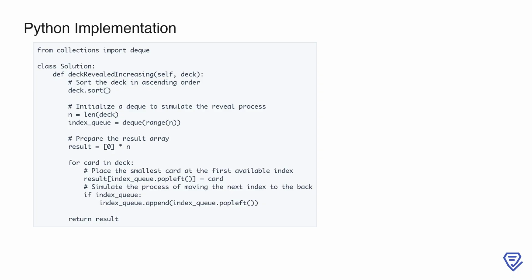5. Returning the result. After all cards are placed, the result array contains the deck in the required order, which is returned. This approach is efficient, with a time complexity of O(n log n), due to sorting, and the deque operations are performed in O(n). The solution handles edge cases such as a single card or an already ordered deck seamlessly.